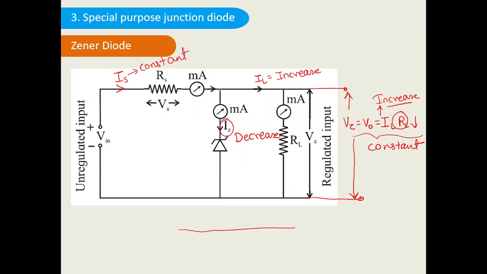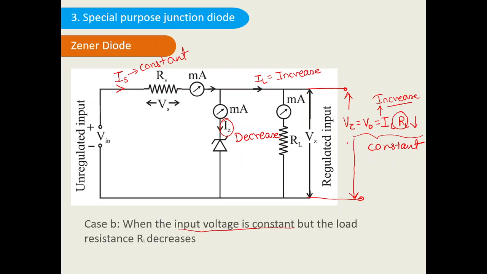So if you look at this point, what we are going to get at this point is... if you look at this point, we are getting the current through this side is Is, and this current is getting divided into two parts. One part is Iz and another part is IL. So I can say Is is equal to Iz plus IL.